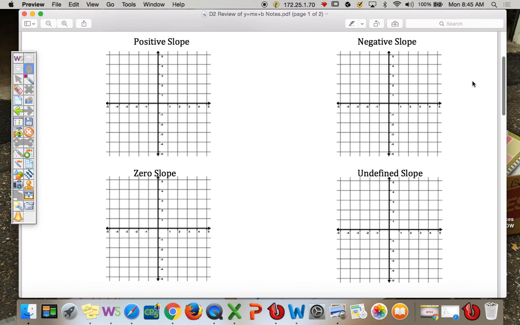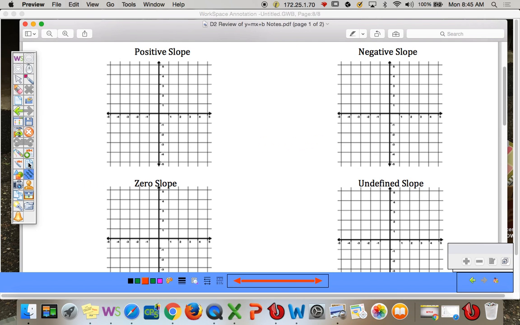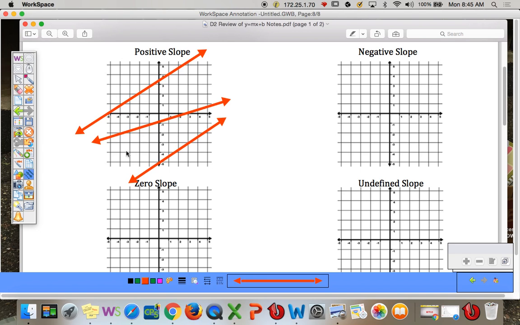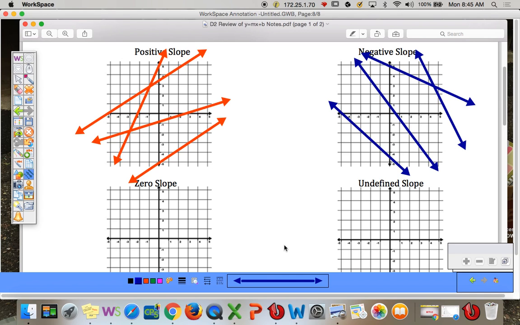So the first one is a positive slope, and there's many ways you can draw a line of positive slope. It could look like this, it could look like this, it could look like that. All of these have positive slopes. They're going up from left to right. All right, a negative slope is going down from left to right, so it can start anywhere. Start even up here. These are all negative slopes.